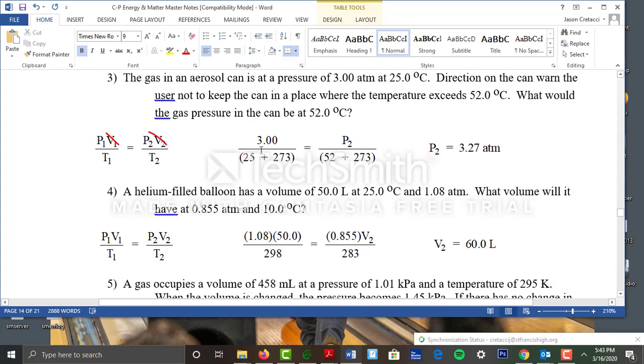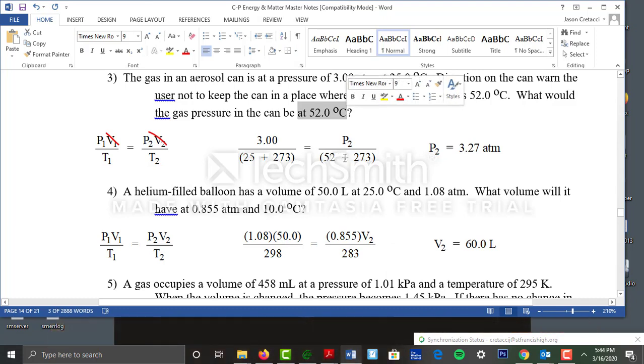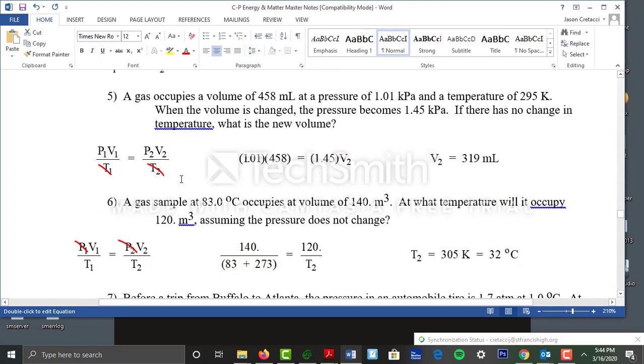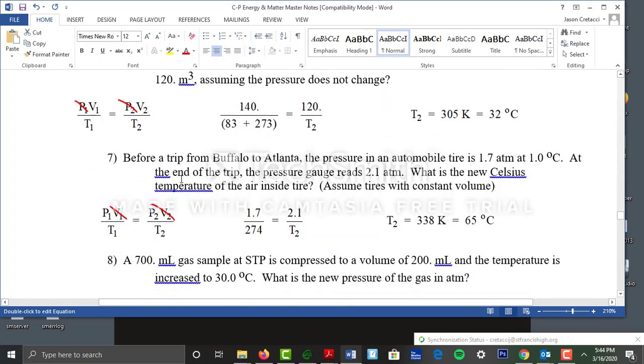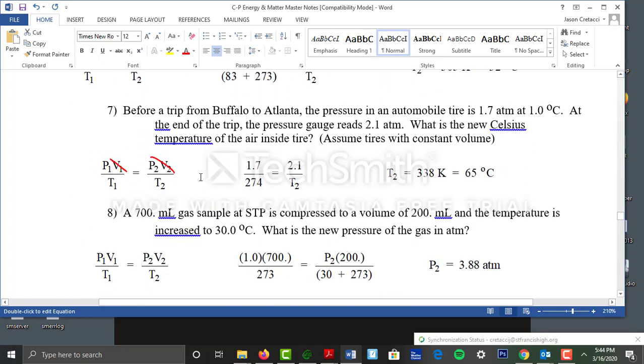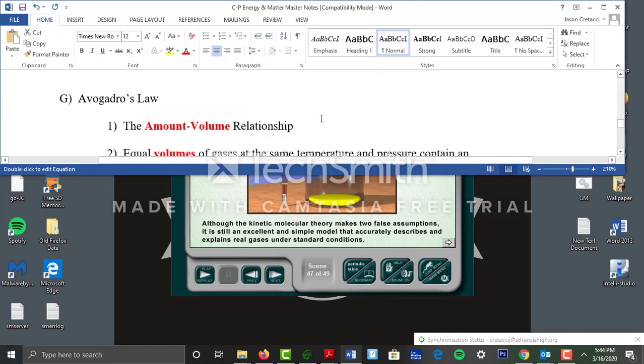We looked at an example of what happens when you throw an aerosol can into a fire. Remember that even though the temperature here is listed in degrees Celsius, down here in the formula we had to convert it to Kelvin. Depending on the class that you're in, we looked at a couple other problems on mathematical relationships between pressure, volume, and temperature. You can always go back and look at these on the video, pause it, and take a look at the answers.